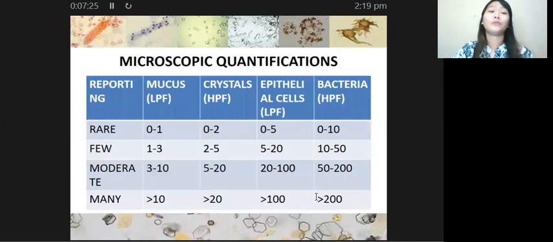So punta tayo sa microscopic quantifications ng ating sediments. So pag sinabi natin, class, na microscopic quantifications, so these sediments are actually reported as number per LPF or number per HPF.